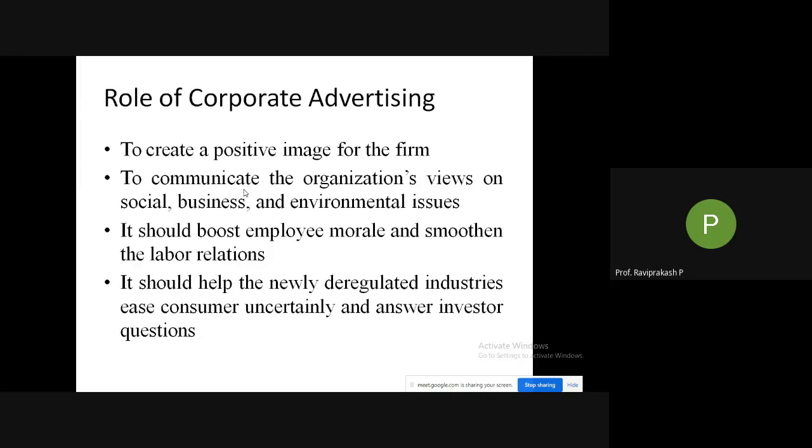Then comes the role of corporate advertising. So what is the role? Why is it being done? To create a positive image for the firm. You already know why advertisements are done: any kind of advertisement is to have a positive image about the company. Then to communicate the organization's view on social, business, and environmental issues. So if something is going on, what I think as a company is stated in public. So what I think about the social issues, business issues, and environmental issues.